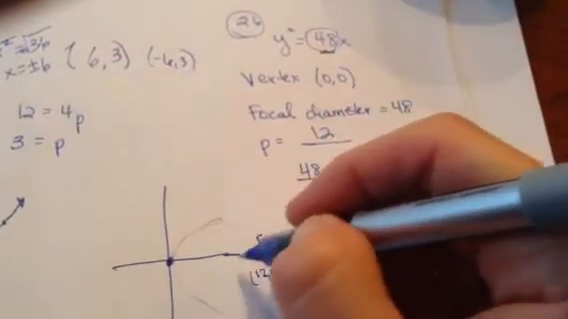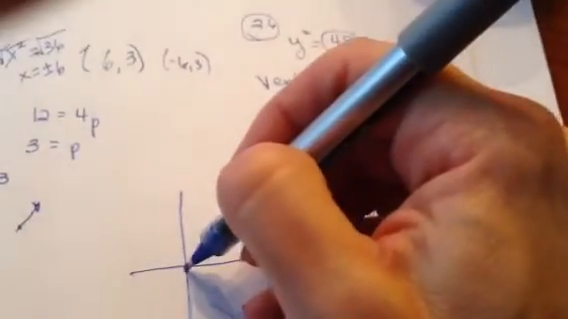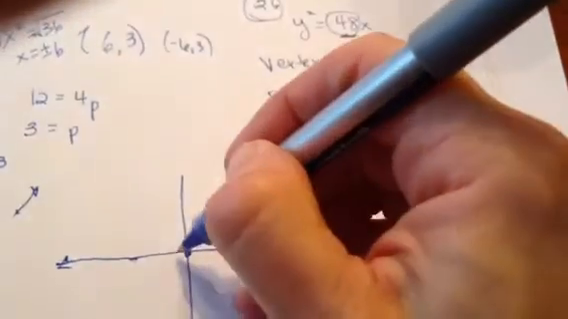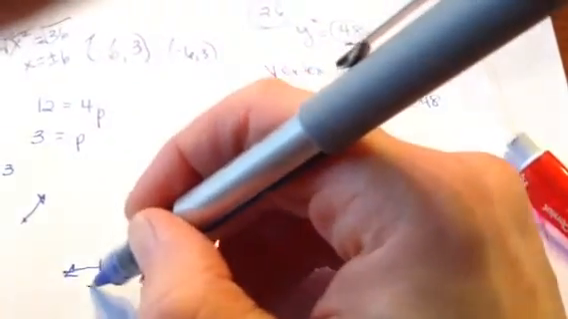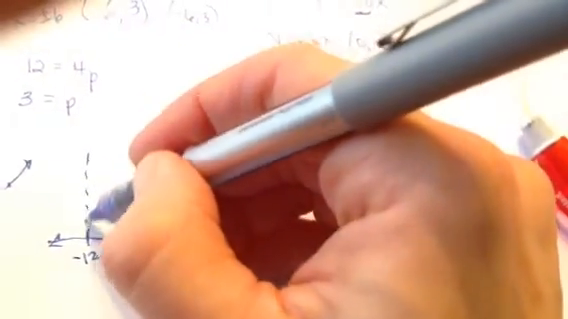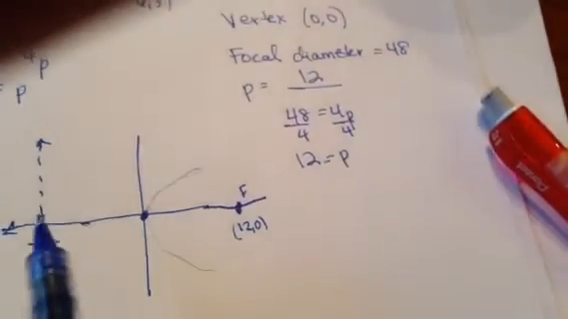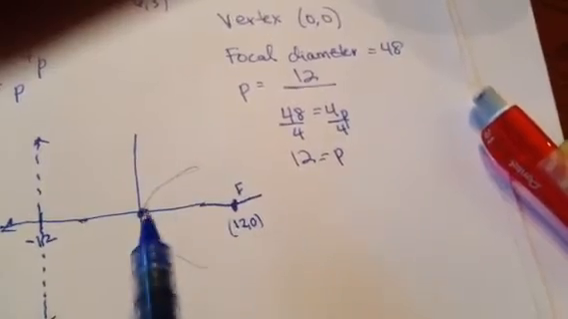Now if you move over 12 this way to get to your focus, I know I have to move 12 this way to get to my directrix. So if I move over 12 this way, I'm over here at negative 12. The directrix is a line. It always runs perpendicular. Notice right here is my axis of symmetry. Notice it always runs perpendicular, all right?